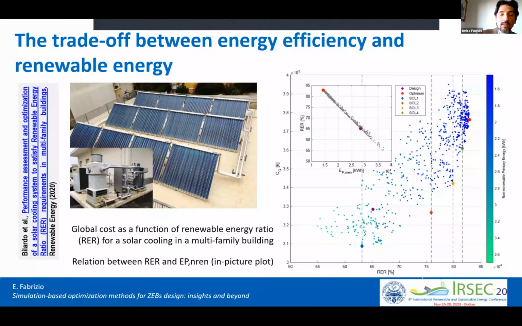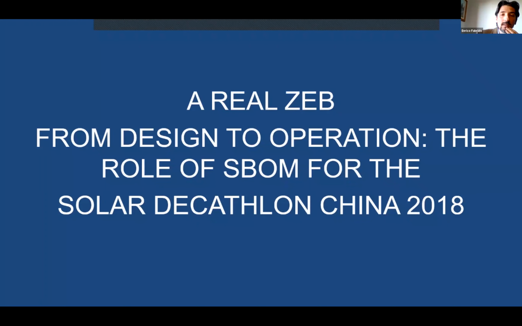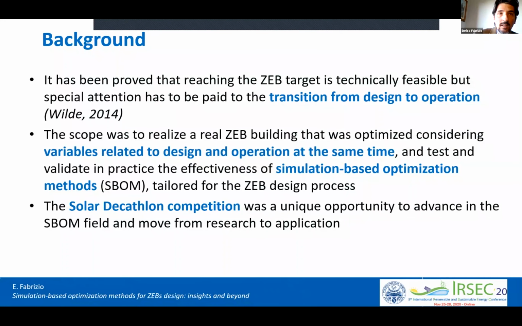Some applications can also be found on the trade-off between energy efficiency and use of renewable energy. This is, for example, the case of the trade-off between global cost, the cost for the energy and installations of a solar cooling system for a large multifamily building, and the relation between the percentage of renewable energy, the cost, and the primary energy consumption. Now, I would like to conclude presenting you the results of an application which comes from the Solar Decathlon China 2018.